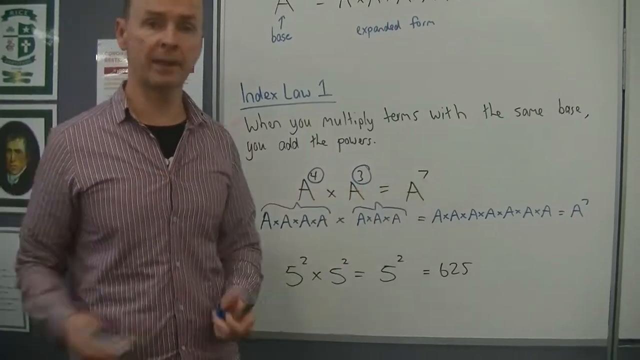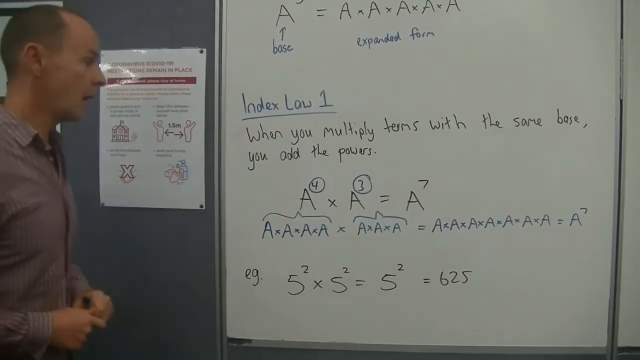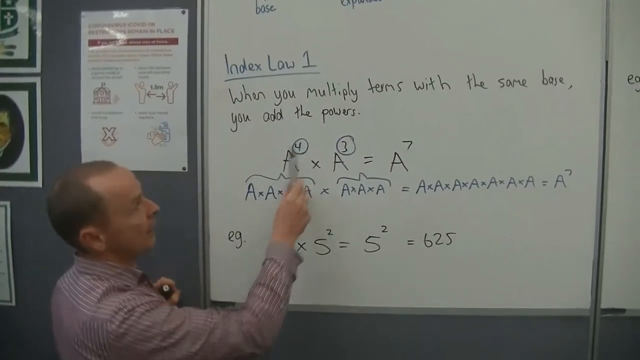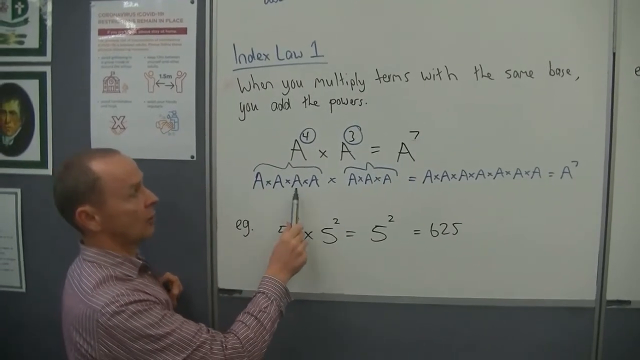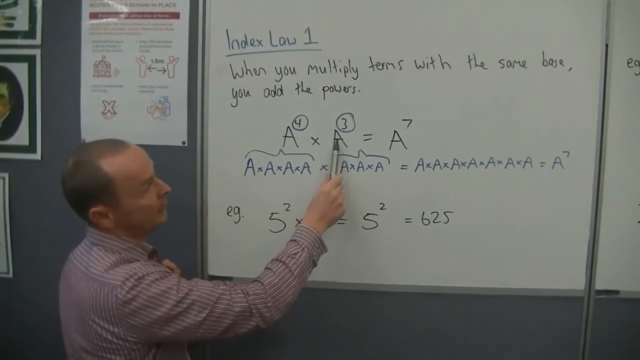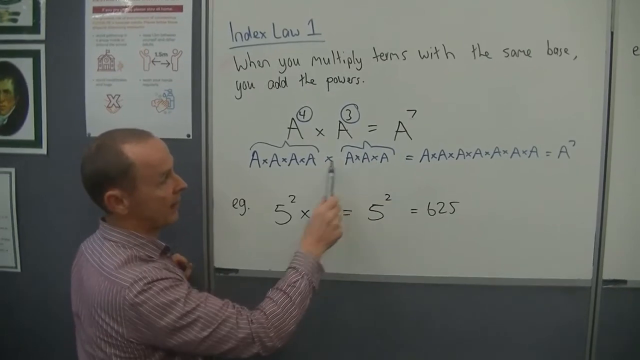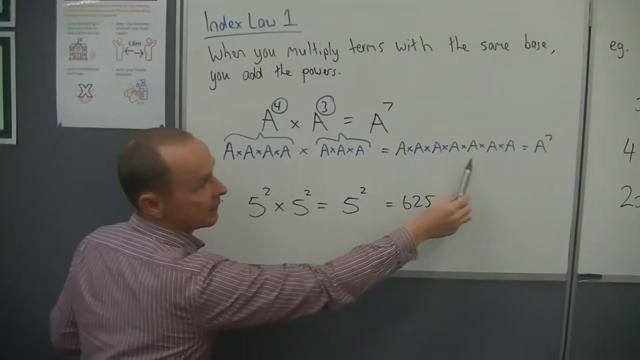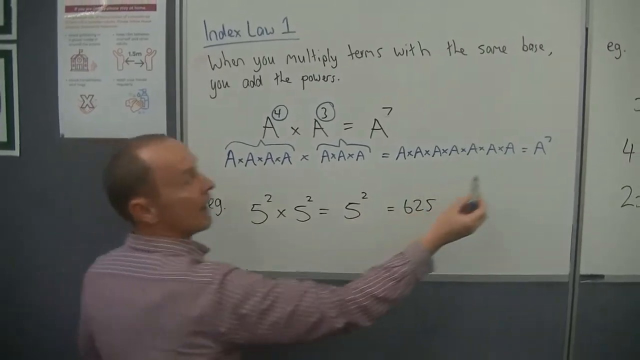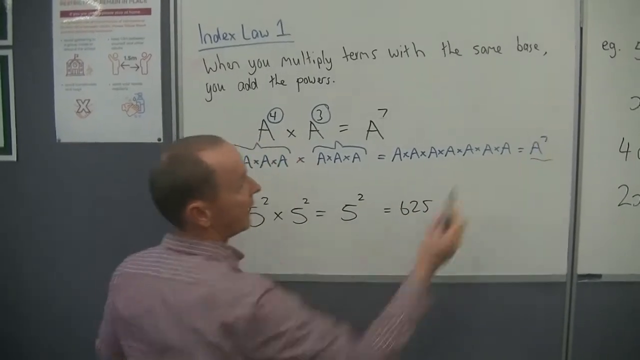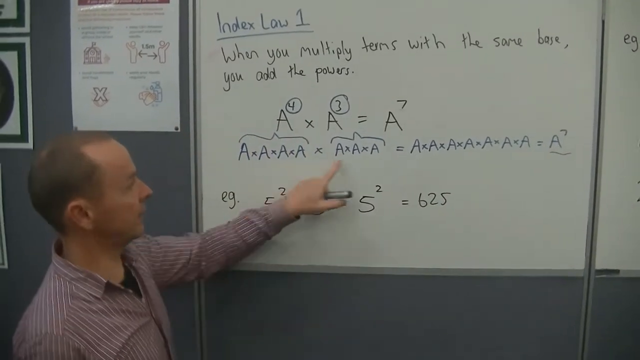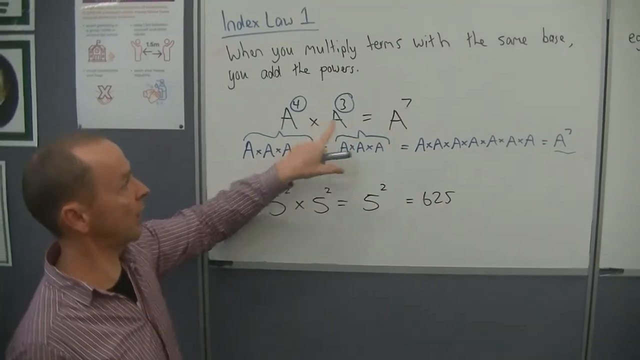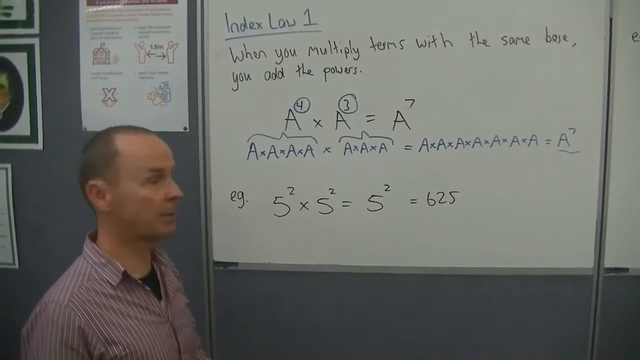You're saying, well, why is that the case? I'll explain it to you. a to the power of 4 means a times a times a times a. a to the power of 3 means a times a times a. And if you're multiplying them together, all together you've got 7 a's multiplied together, and you can write it in index form, a to the power of 7. So that's in expanded form, and I've shown you how that rule came about.